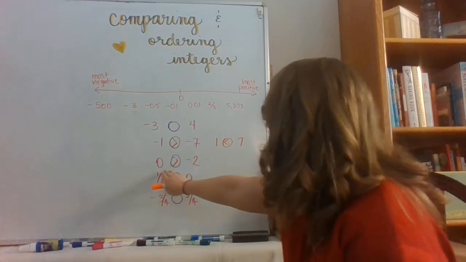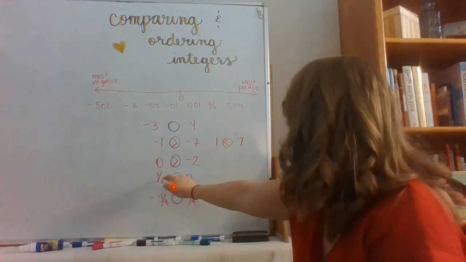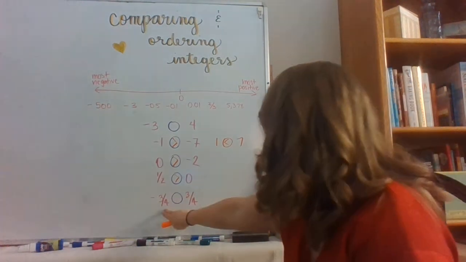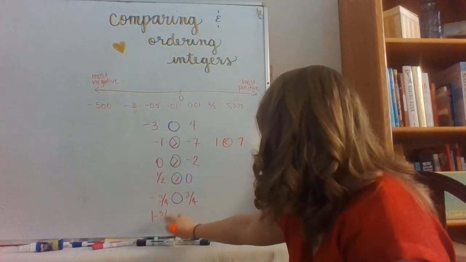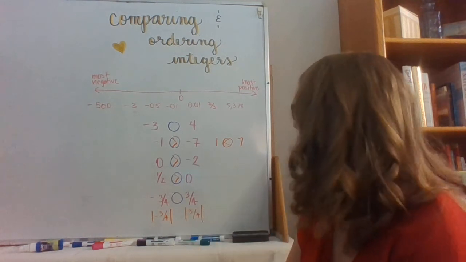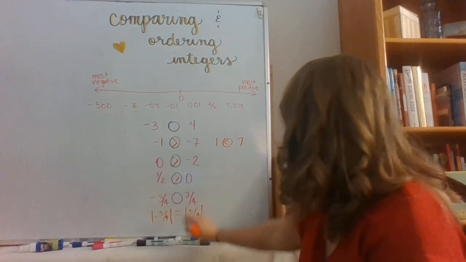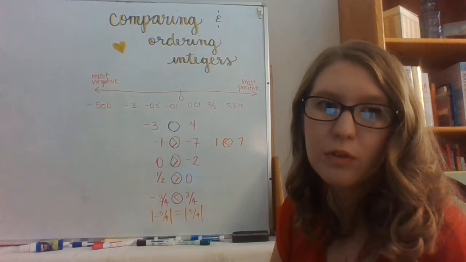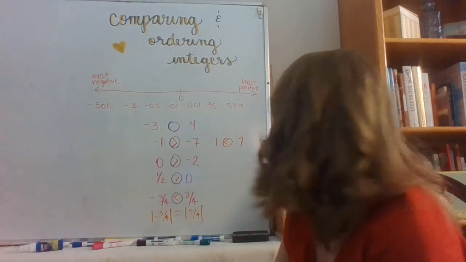Any negative number is going to be less than 0. Any positive number is going to be greater than 0. So this 1/2 is greater than 0. Negative 3/4 and 3/4. Now, if these had absolute value marks on them, the absolute value of negative 3/4 and the absolute value of 3/4, those are equal. 3/4 is positive. Positive always wins over negative. So it's always better to have $1 than any kind of negative amount.